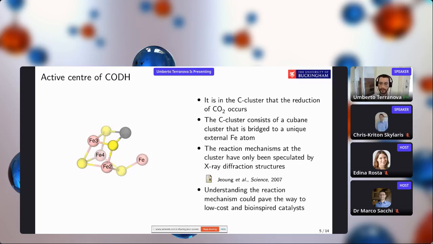Now, so far, the reaction mechanisms at the cluster have only been speculated by using X-ray diffraction structures. That's why it would be important to have a detailed knowledge of the reaction path, of the reaction mechanism, because this could potentially pave the way to low-cost and bio-inspired synthetic catalysts that use the most important features of the enzyme.